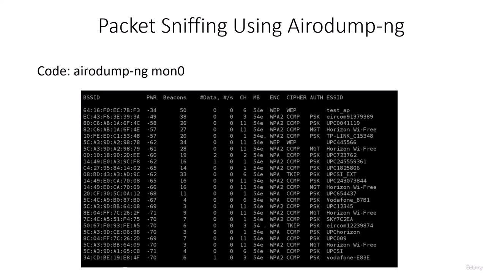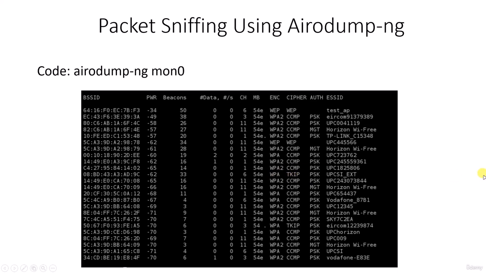The encryption cipher is decided for that, so we can choose to decrypt the packet. For WEP it's WEP, and for WPA2 it can be CCMP, and it could also be TKIP as well. As you can see, for WPA it can also be TKIP.